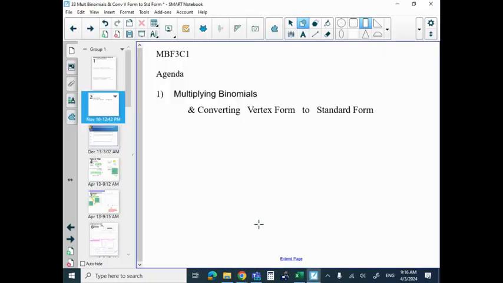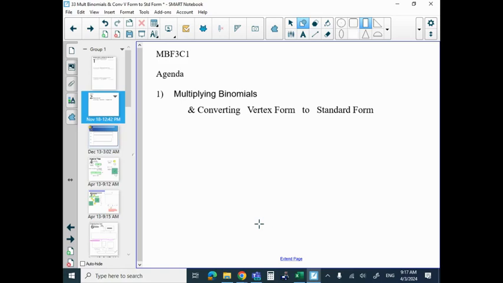Hello everyone. Today we're going to look at multiplying binomials and converting from vertex form to standard form. The vertex form is one we got to be familiar with by looking at all the different transformations. We're going to look at how to convert that to standard form. Just being able to convert between the forms is good.